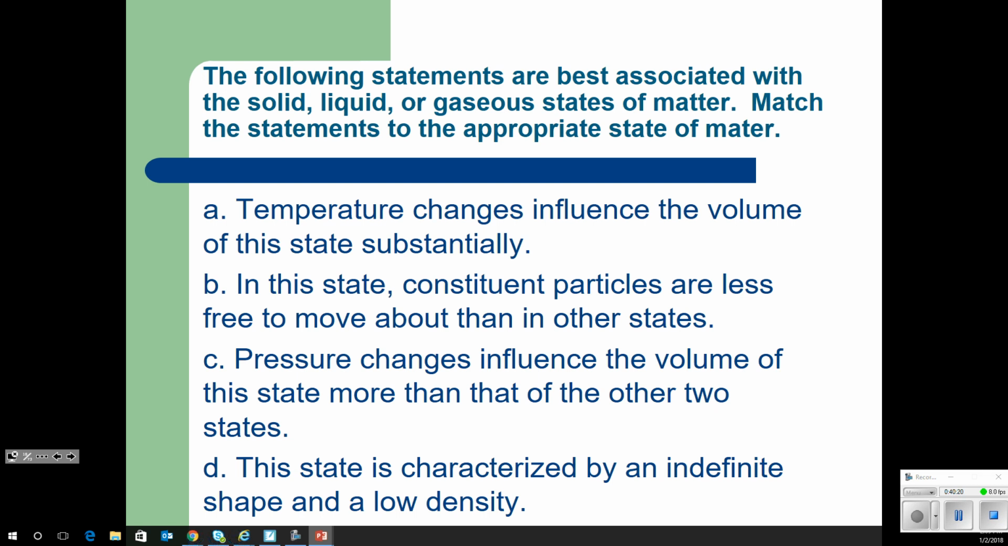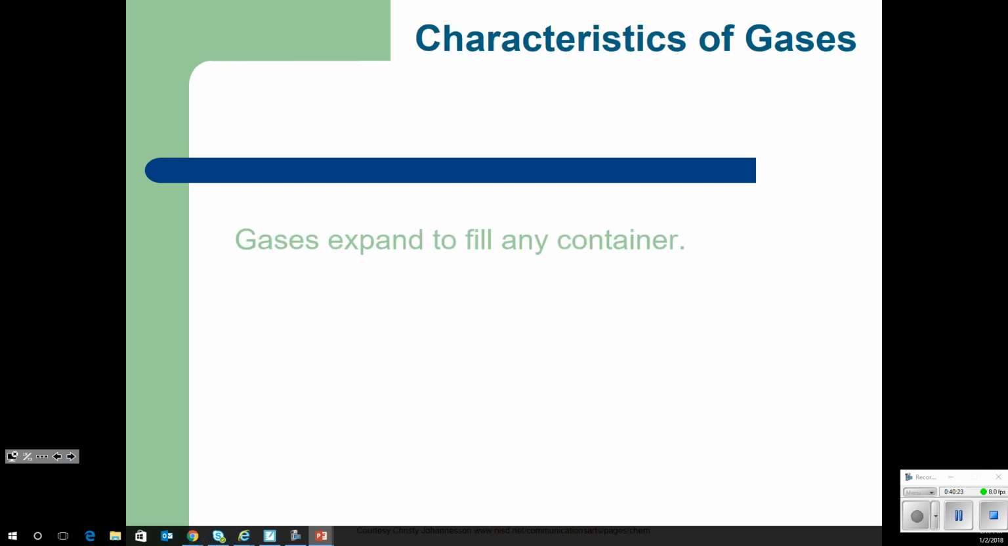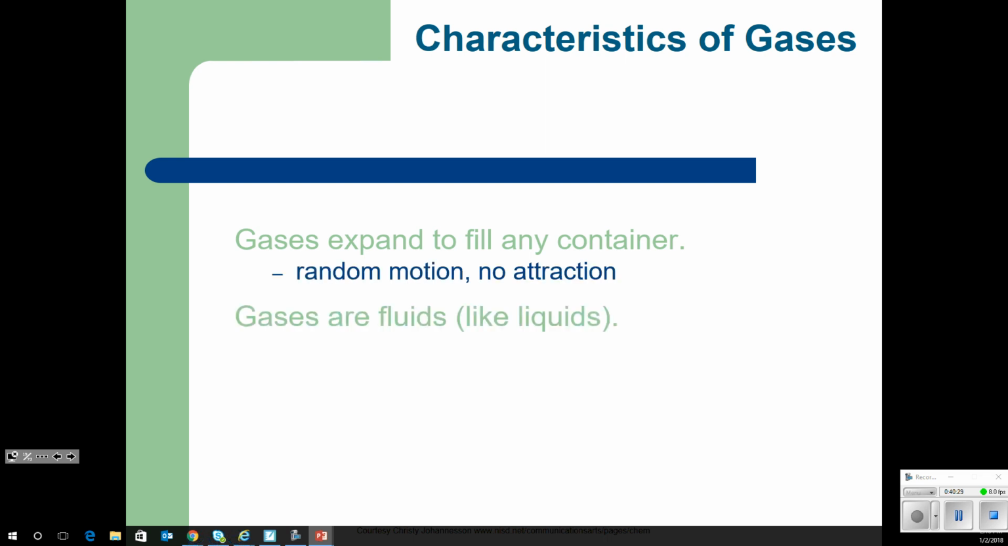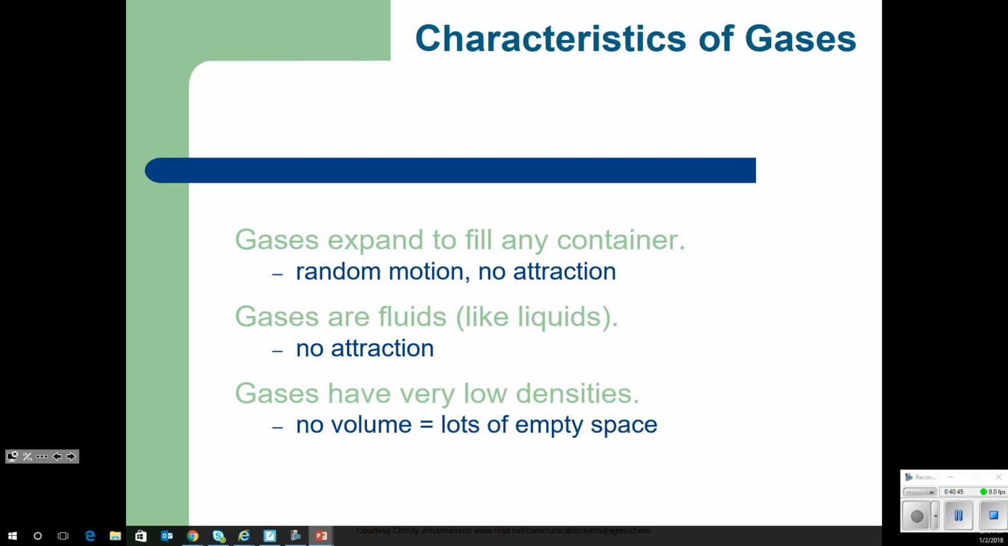Okay, I'm going to pass through this really fast. Some of the answers are wrong because I did a copy and paste. Okay, so let's just review really quickly while we're talking about gases. What are some of the characteristics? A gas will expand to fill a container. That's because of random motion, no attraction. So there's 2 of the 5 kinetic rules there. Gases are like fluids, like liquids. That's because of the not attracted or repelled. Gases have very low density. That's because they have no volume, lots of empty space.